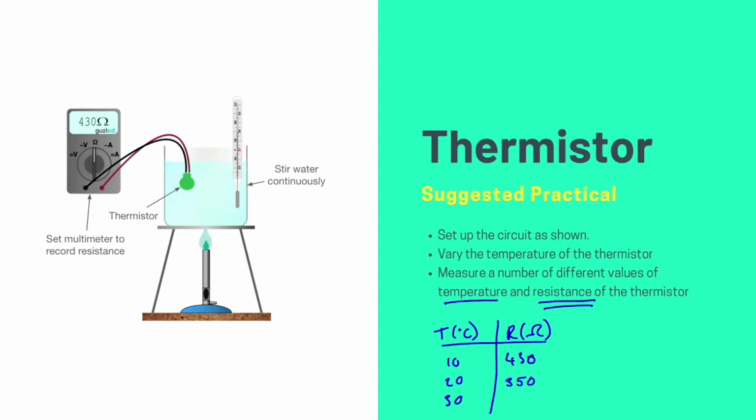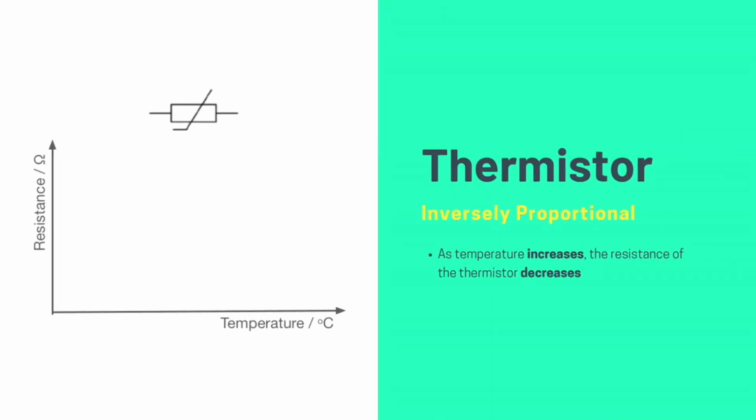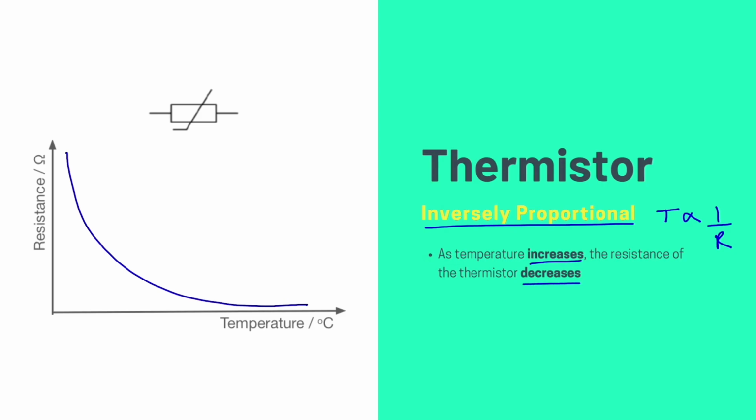So we'd increase the temperature and measure the resistance as we went along. And what we'd find is we'd plot a graph. We'd have temperature on the x-axis because that's the variable we're changing, and we'd have resistance on the y-axis, and our graph would be inversely proportional. That means as temperature increases, it is inversely proportional to resistance. As temperature increases, the resistance of the thermistor decreases.